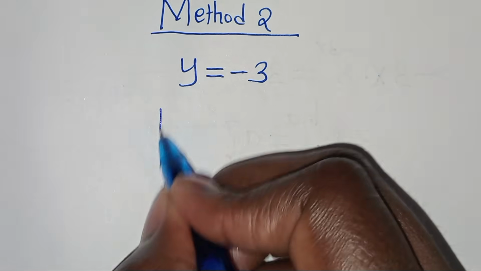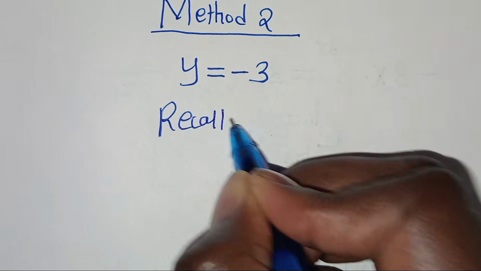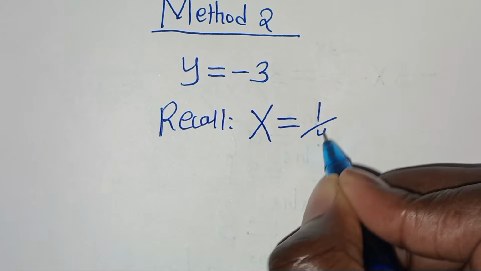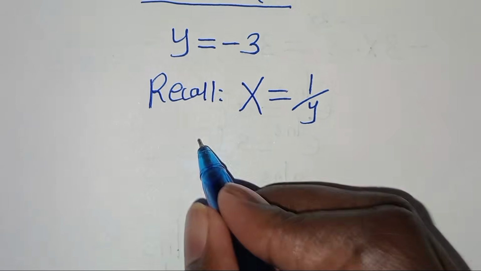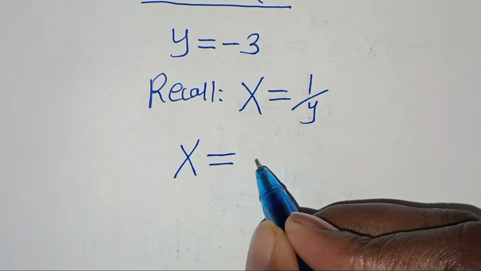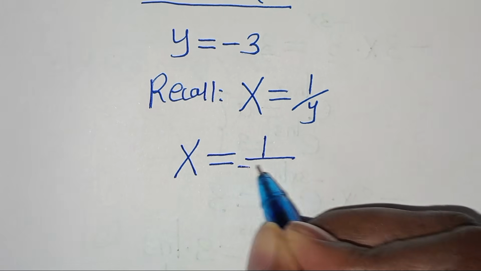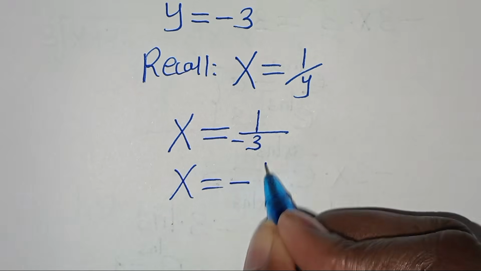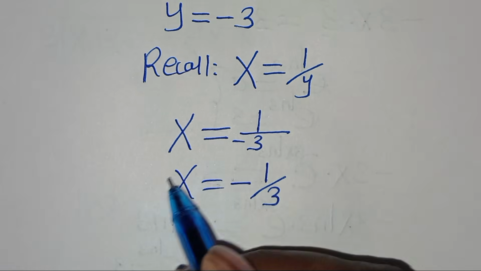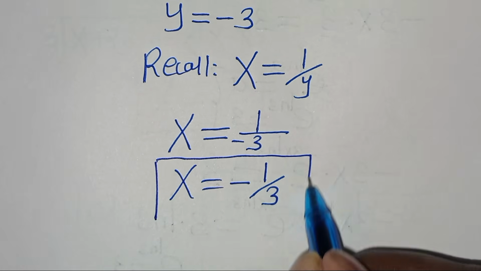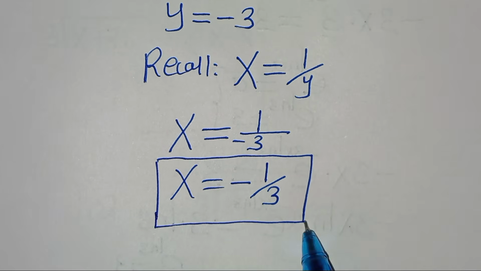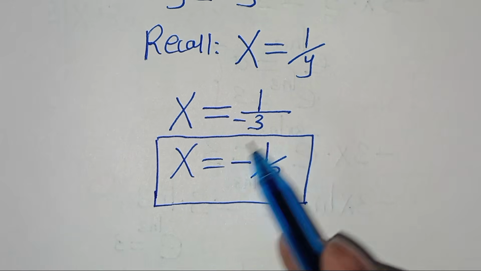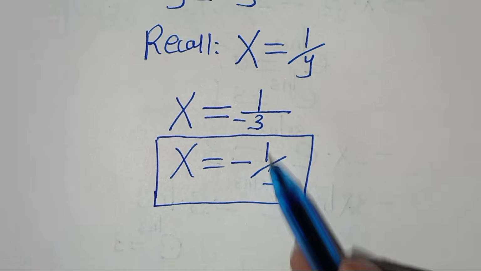Now, if you recall, we have that x is equal to 1 over y. So this means that x will be equal to 1 over minus 3, and this means that x is equal to minus 1 over 3. So this is the value of x by applying method 2. So both method 1 and method 2 give us a value of x which is minus 1 over 3.